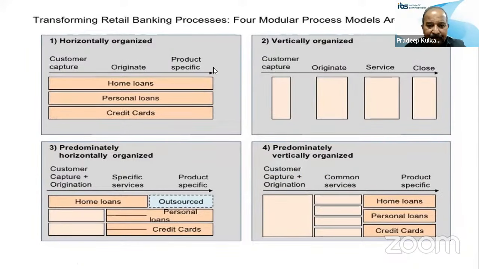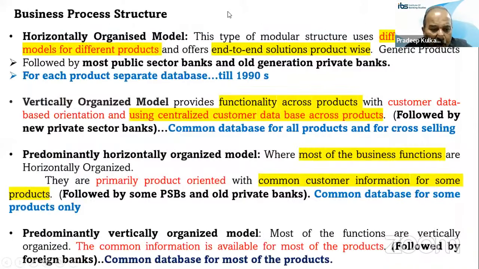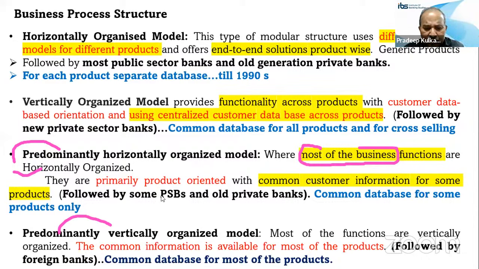So here you can see. First, we'll complete the remaining two. Predominantly horizontally organized model means what? Maximum functions, not all but most of the business functions, are horizontal. Then we call it predominantly horizontal. And predominantly vertical means most of the common information is available for most of the products.